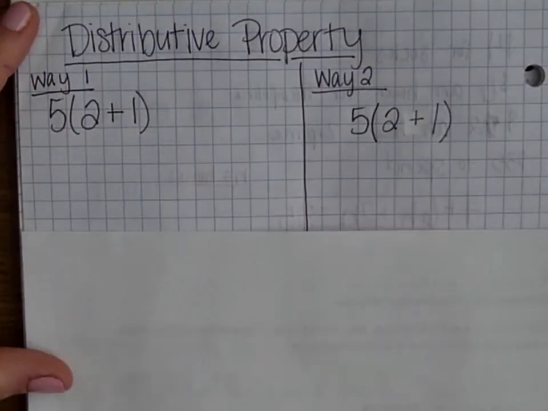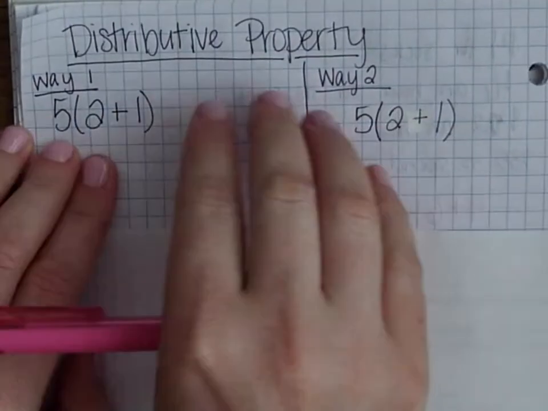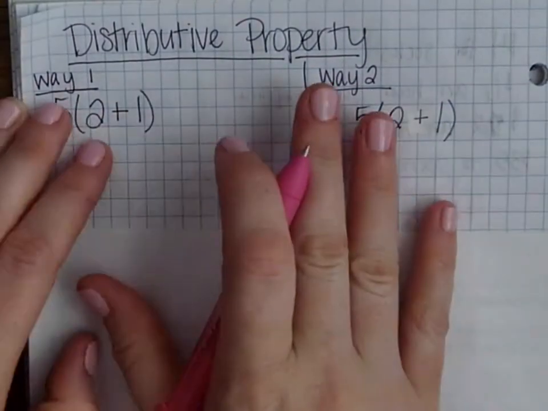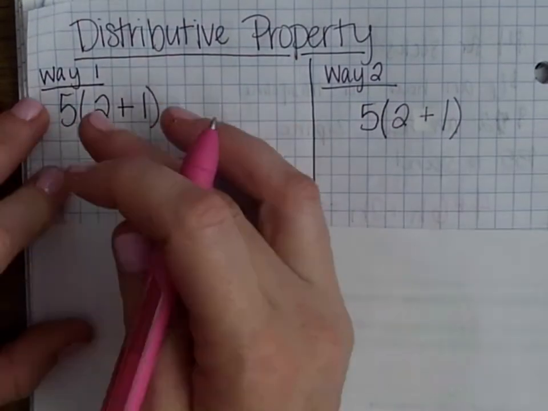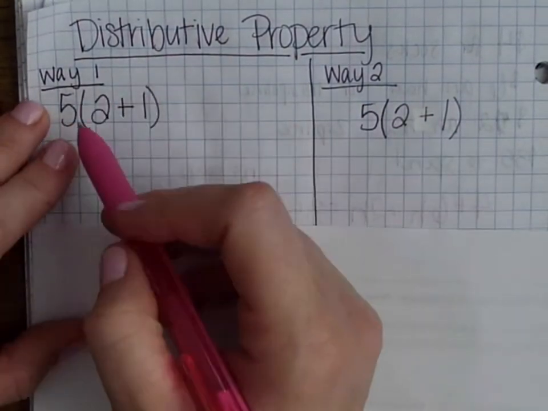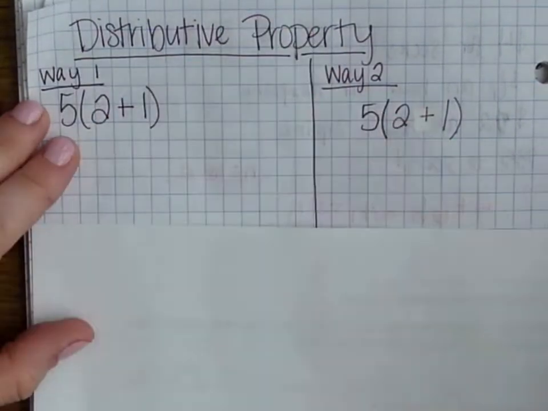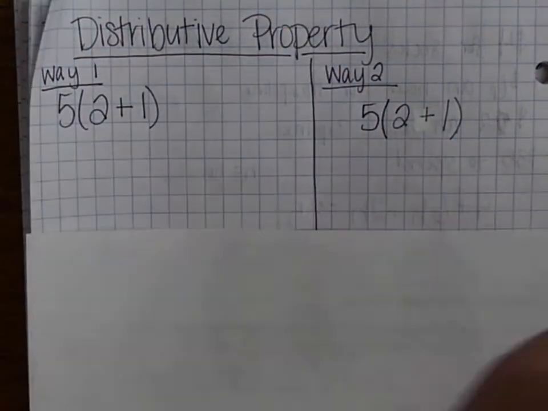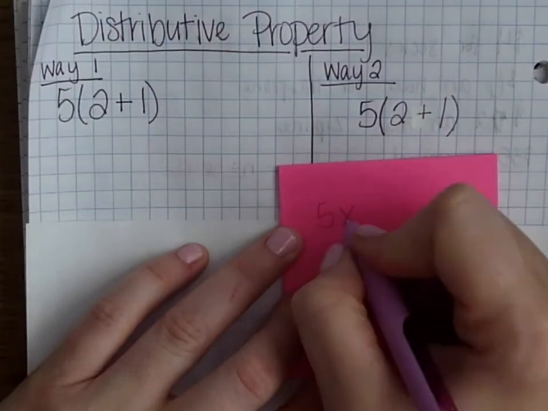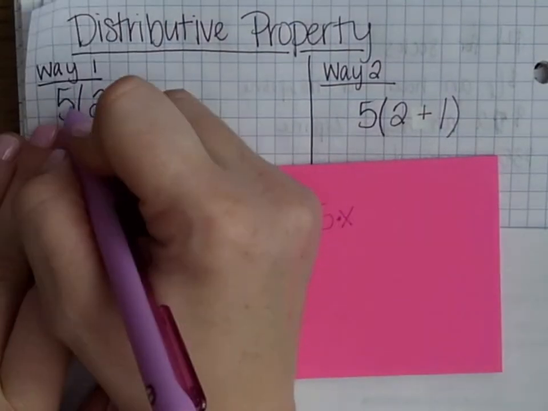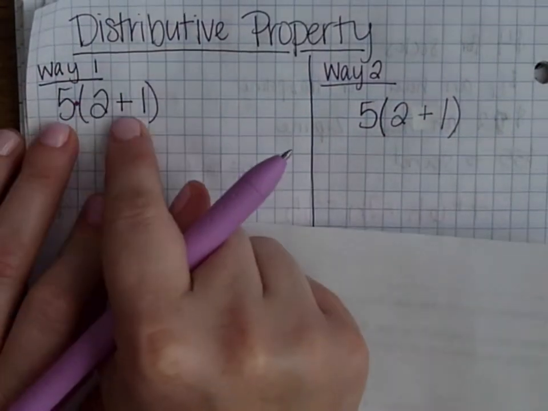So, distributive property. First thing I want to do is show you why this works. It says way 1, way 2. It's not really a way to distribute. This is just something to think about. So if I have 5 in front of a parentheses, just like when I have 5x, that's 5 times x. Just like if I have 5 in front of a parentheses, it's multiplication.